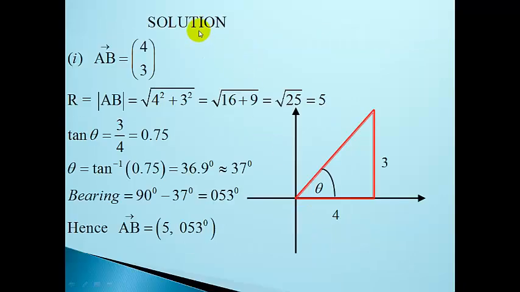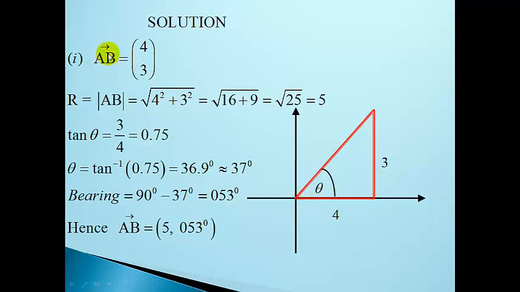Now, solution. Vector AB was given to be (4, 3). The x coordinate is 4 and the y coordinate is 3. So we have 4 on the x axis and we have 3 on the y axis. This is the distance, so we have 3, and we have 4 on the x axis.